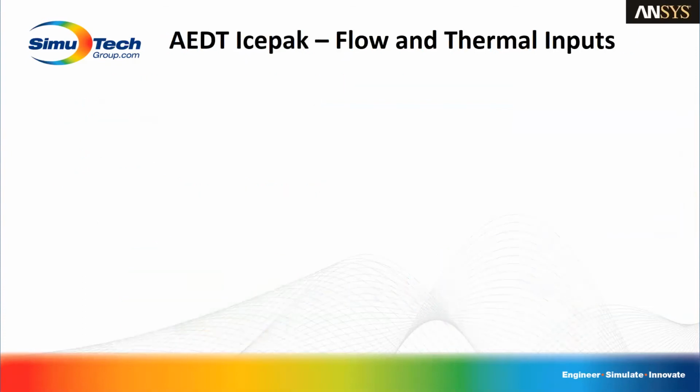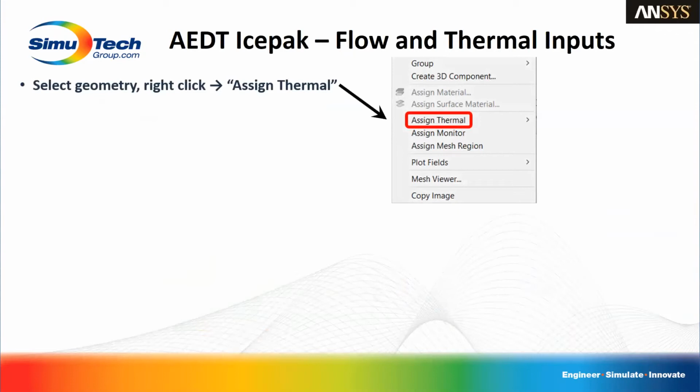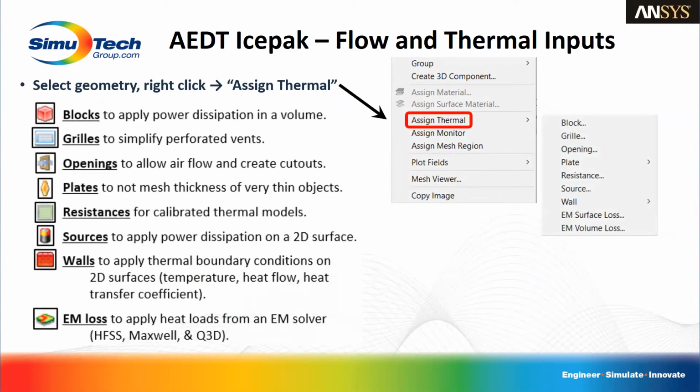Regarding flow and thermal inputs, obviously we have to have some kind of manual input for the thermal and flow options that need to be present in the model. This is, again, very, very easy to do. All you have to do is select the geometry that you would like to apply the thermal input to. Right-click in the pop-up window, choose the Assign Thermal option, and then you have several options that will appear at that point. These are the kinds of thermal inputs that are available in Electronics Desktop right now.